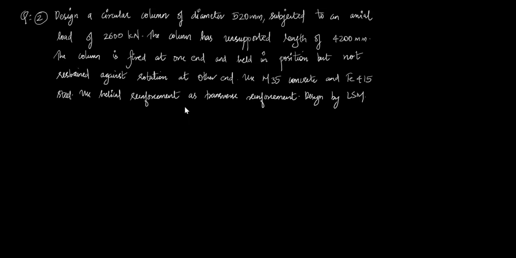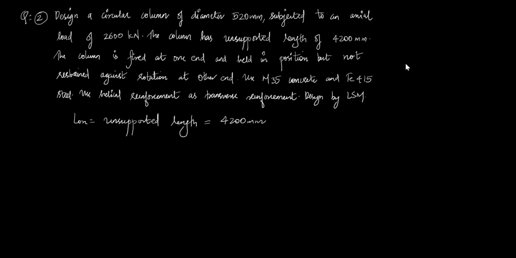If in the question it is not given to design for helical reinforcement, you can do what you had done in the last class. You just need to change the helical reinforcement to normal lateral ties. If it is not mentioned in the question, you can go for lateral ties for a circular column. It's not compulsory that you should always go for helical reinforcement in a circular column. If it is compulsorily given that you should design it for helical reinforcement, then you need to go that way.